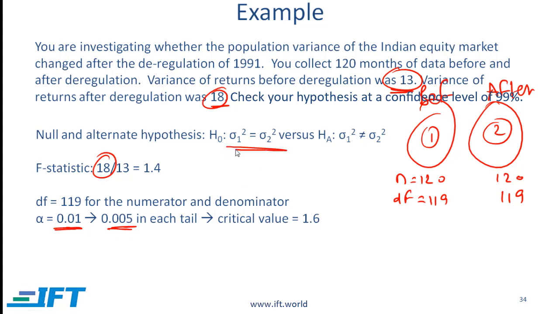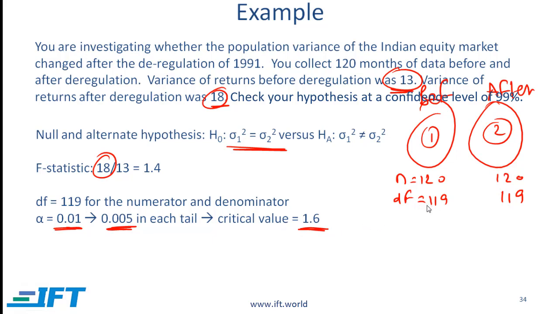Notice that we are doing a two-tailed test, which means that a significance of 0.001 really means that we are looking at a probability of 0.005 in each of the two tails.